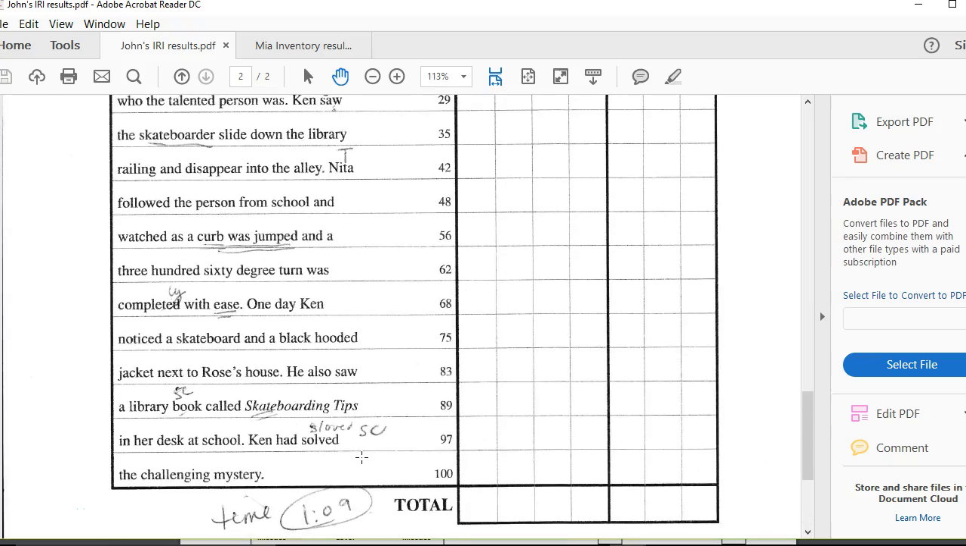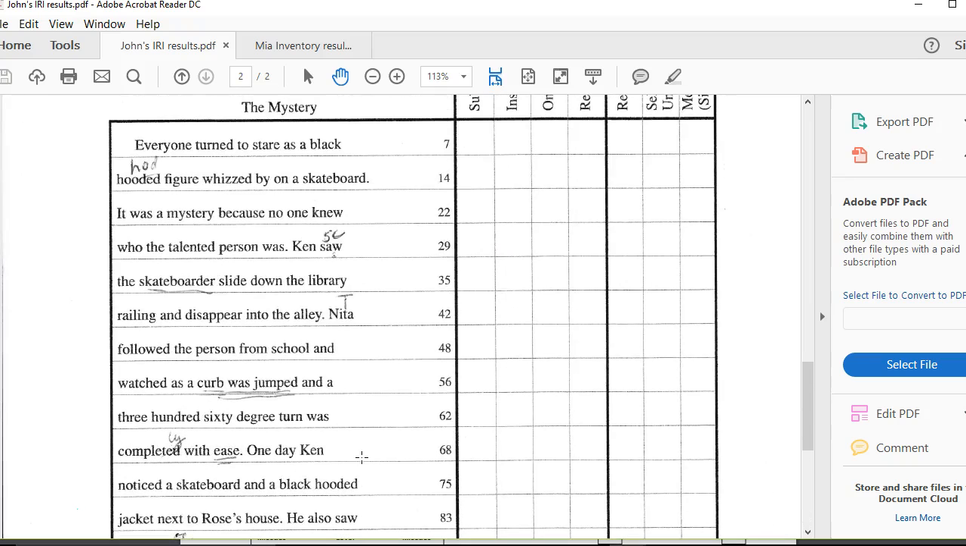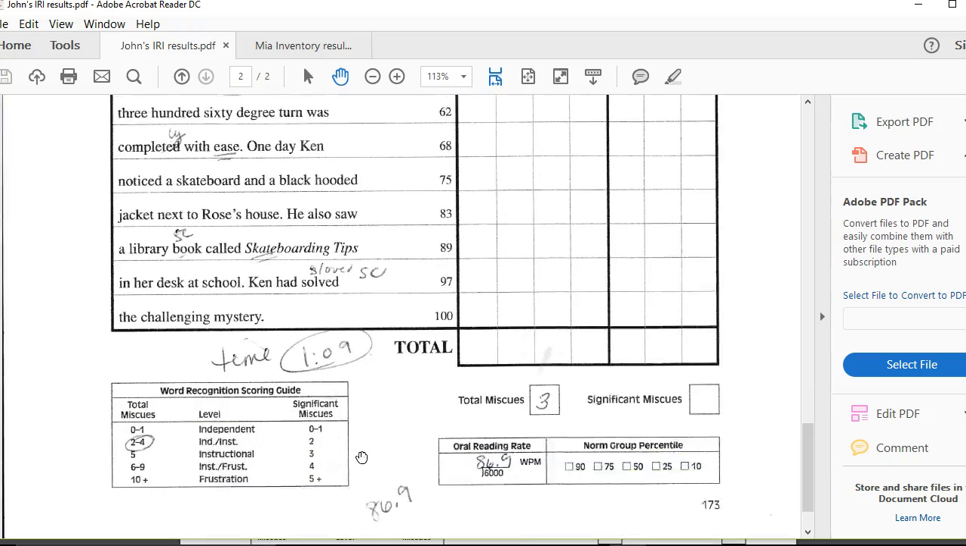Now, when you're looking at errors, there are certain things that do not count as errors. One of those is if they self-corrected, don't count that as a mistake. And then if they repeat something, you don't count that as a mistake. But obviously, any word that they missed or substituted or read incorrectly, or you had to help them, those are obviously errors that should be counted.